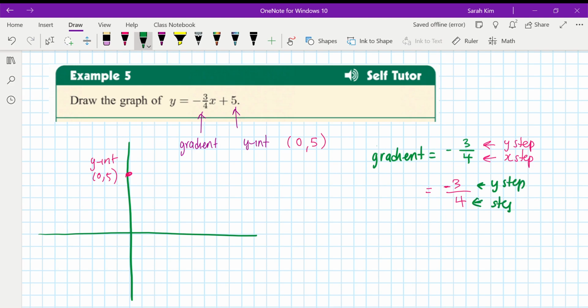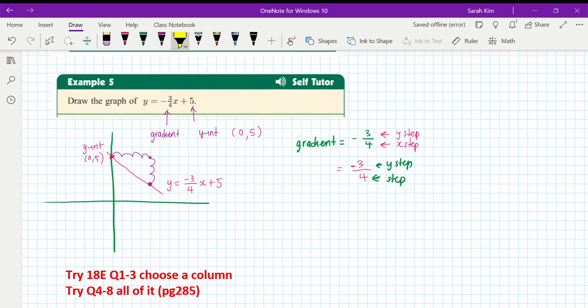So all I have to do is take them. So I do 4, positive 4: 1, 2, 3, 4. And then I go minus 3 for the y-step, so I go down 1, 2, 3. So that's my final coordinate, and all I have to do is connect the dots. So I just go like this using a ruler in your book, and that's it. So write the formula as well. When you draw a line, you always need to write the formula next to it. So basically that's how you draw the graph.